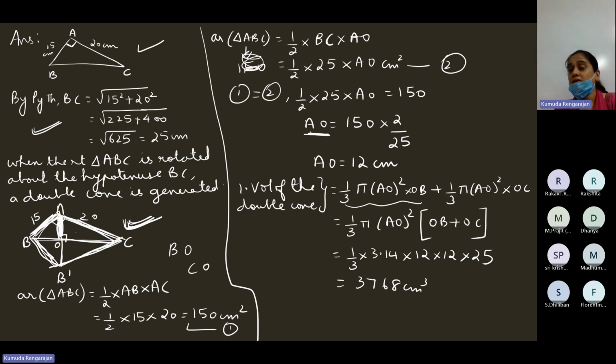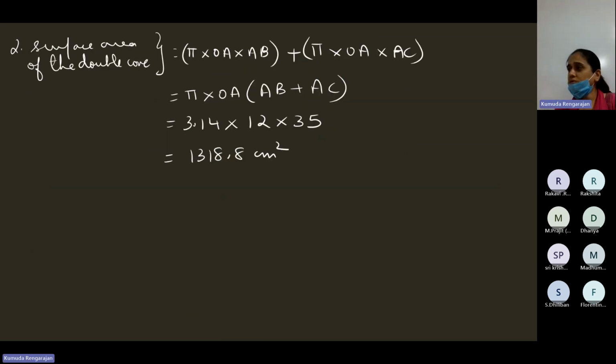We can find. Now, if you have this question, can we find them? Yes, you can find. We'll understand that also. You can find them using similarity. We'll do that also. So now take out common and then OB plus OC is 25 because BC is 25. This is OB, this is OC. So that is BC. So BC is 25. And that's how you find the volume of the double cone. Surface area of the double cone. Same idea, pi RL.